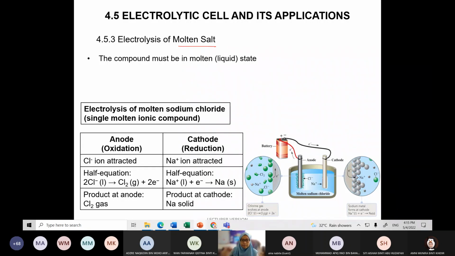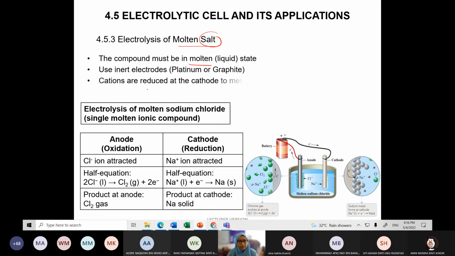Okay, so the compound must be molten. Molten, if we are referring to salt, okay, dia adalah lebu, maksudnya dia in a form of liquid. Okay, but there is no water in it. If aqueous, then we have water in it. Okay, alright. So we use inert electrode, either platinum or graphite. So cations are reduced at the cathode to metal element, anion oxidized at the anode to non-metal element.